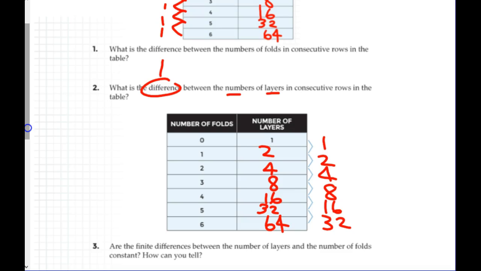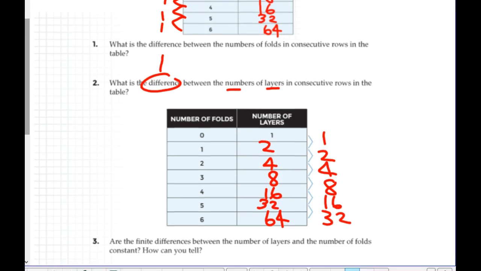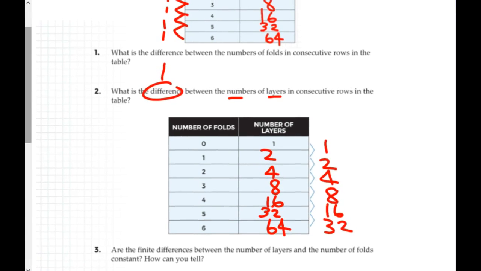Now here's my question to you. Is there a common difference? Okay. The differences are all different.